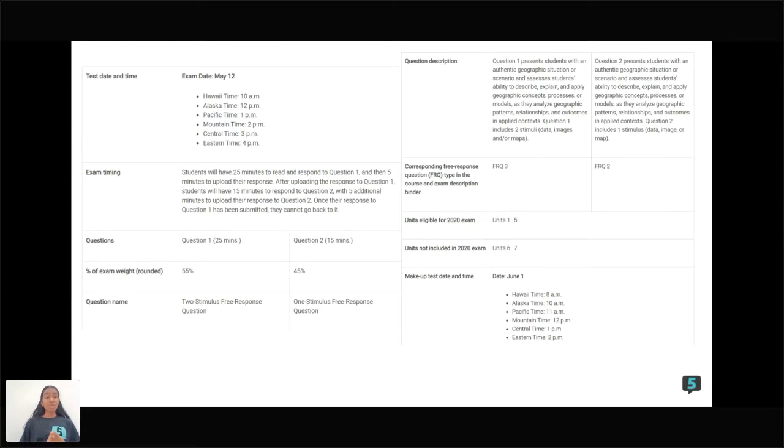And your first FRQ will give you 2 stimuli. So that basically means that it'll give you 2 maps, charts, graphs, data tables, pictures, anything. And the second question will only give you 1 stimulus. So expect at least one part on each of the FRQs to be related to analyzing those stimuli. So make sure you're practicing looking at maps, looking at patterns in your textbook. Just look at all those graphs and tables, not just the text.